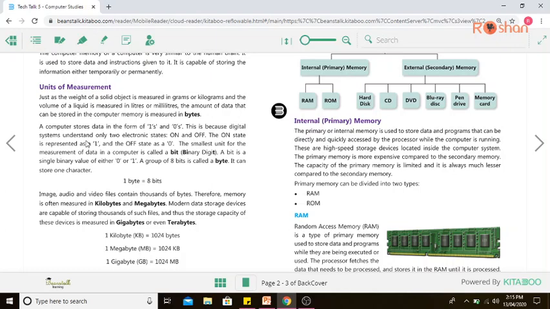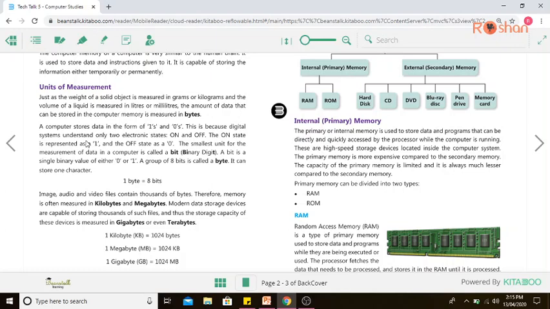The computer stores the data in the form of 1 and 0. This is because the digital system understands only two electronic states: on and off. If your wire is on, it means 1. If it is off, it means 0. The on represents 1 and off represents 0.